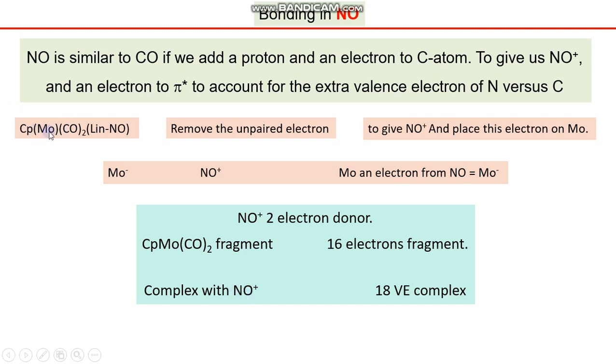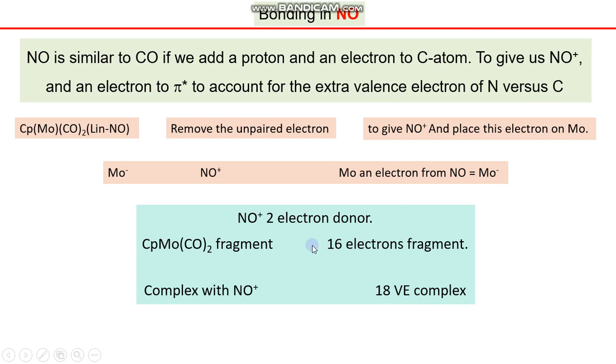So this is a complex which possesses one Cp and two carbonyls. This is the starting precursor or starting material, and it is treated with nitrosyl cation. The nitrosyl cation makes a linear fragment, and this linear fragment is also a two electron donor. So when we add two electrons to the 16 valence electron fragment, it becomes an 18 valence electron complex, and this 18 valence electron complex is now stable.